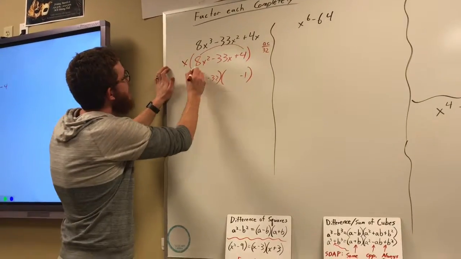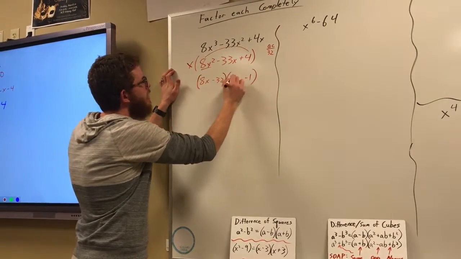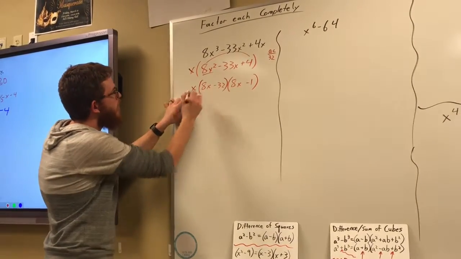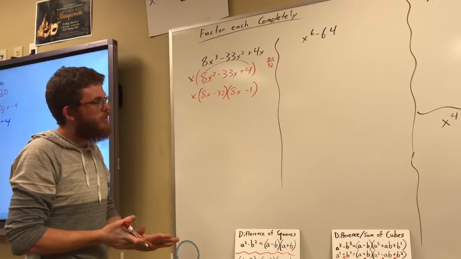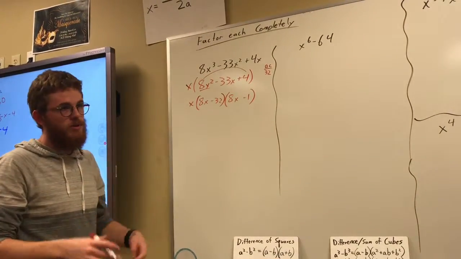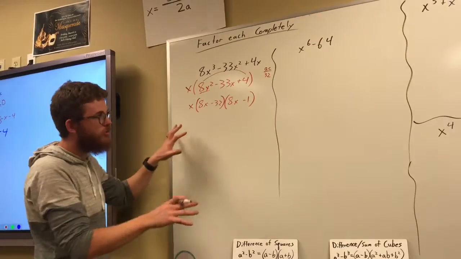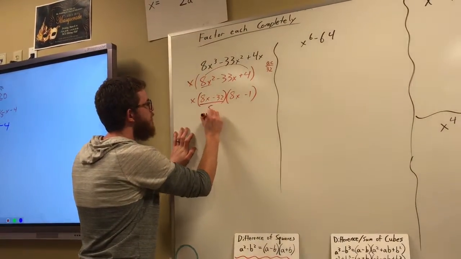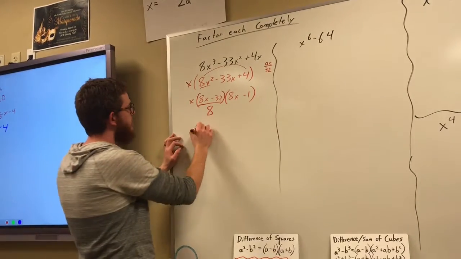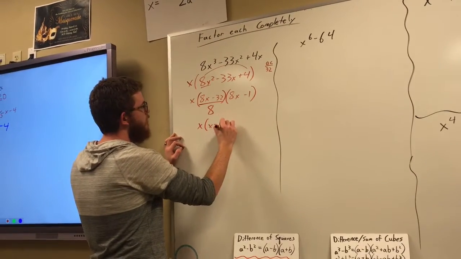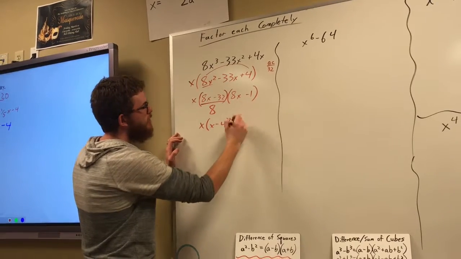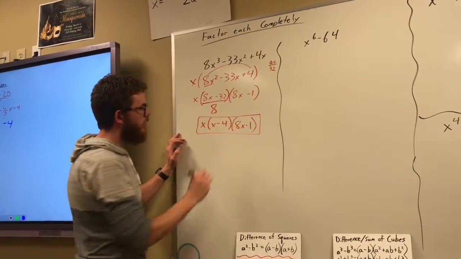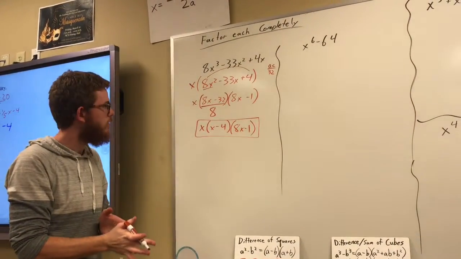And because I have 8x squared, I'm going to put 8x in the front of both sets of parentheses, and I still have my x out in front. Now the last step when we're using this method, there are other methods to do this problem, but we want to reduce by as much as we can. This factor can be divided completely by 8, leaving us with x minus 4 right here, and this factor can't be reduced at all, so this is 8x minus 1. And so that is completely factored.